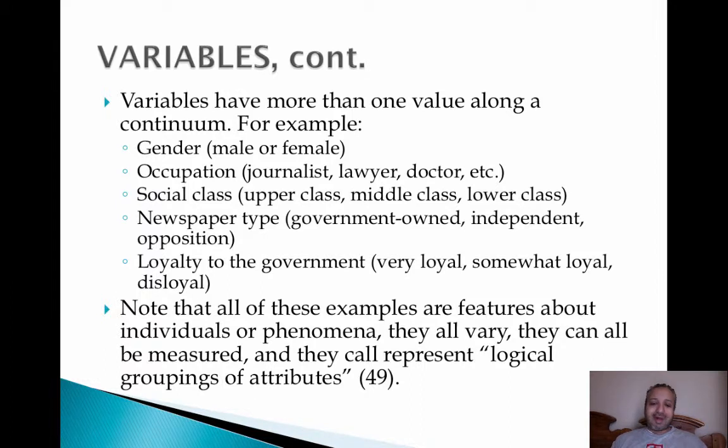Note also that these variables represent, quote, logical groupings of attributes, right? So, social class, occupation, gender. We call these levels: male and female are the levels of the variable. Journalist, lawyer, doctor, those are levels of the variable occupation. But notice that journalist, lawyer, doctor, janitor, salesperson, whatever, they represent a logical grouping, right? They represent a logical grouping.